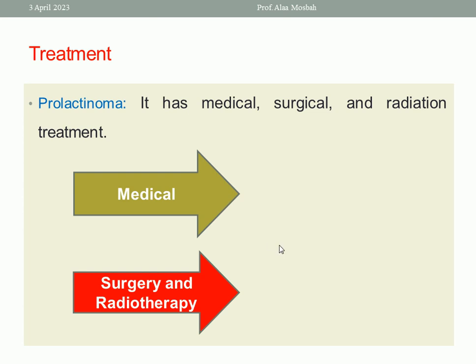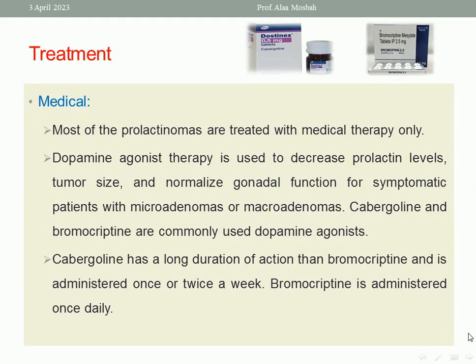What if the patient has a prolactinoma? And as I said, prolactinoma is the commonest pathologic cause of hyperprolactinemia. Prolactinoma can be managed medically or surgically and with radiotherapy. Okay? So either medical or surgery and radiotherapy. Let us start with the medical treatment. Most prolactinomas, fortunately, are treated with medical therapy only. So I'm not needing surgery.